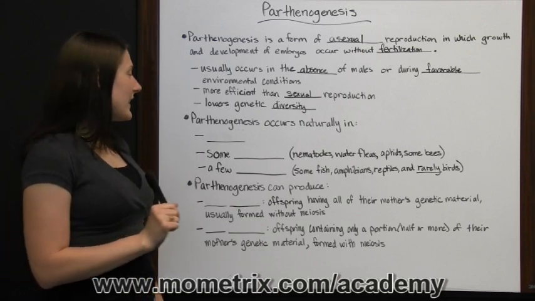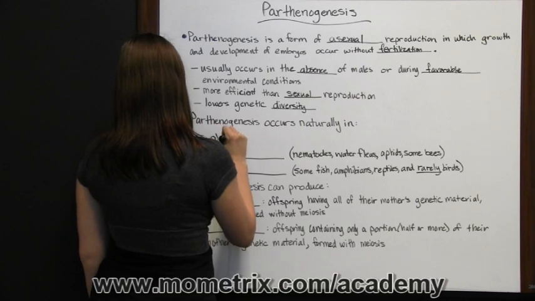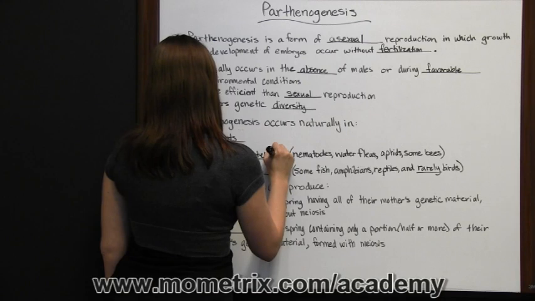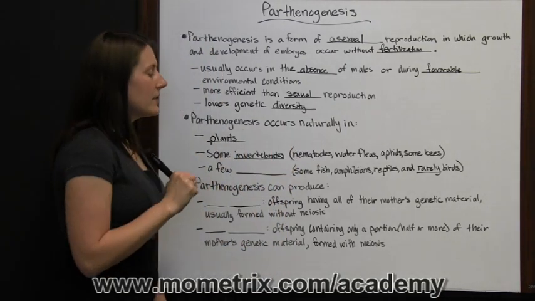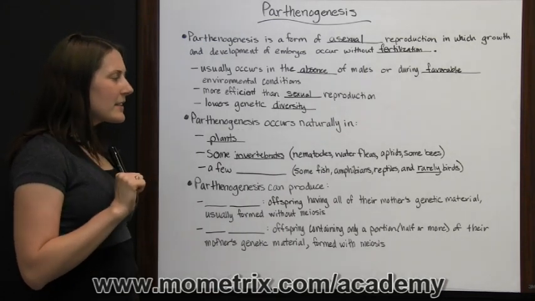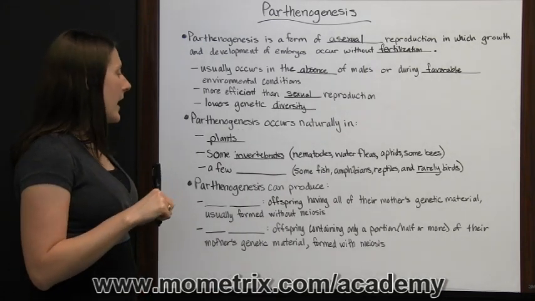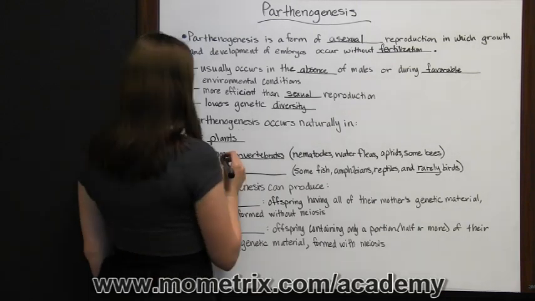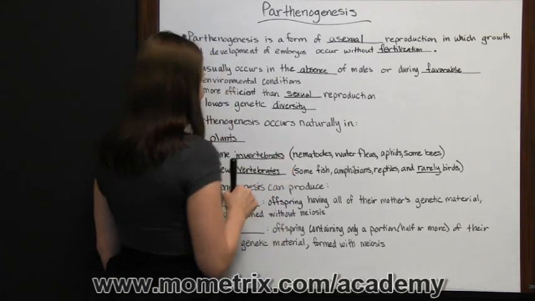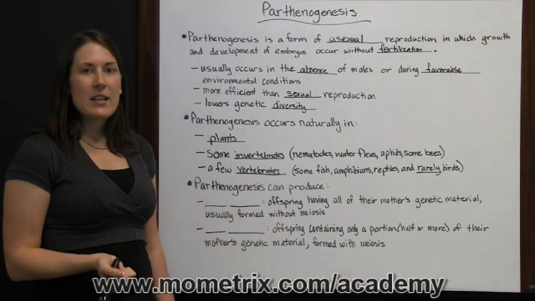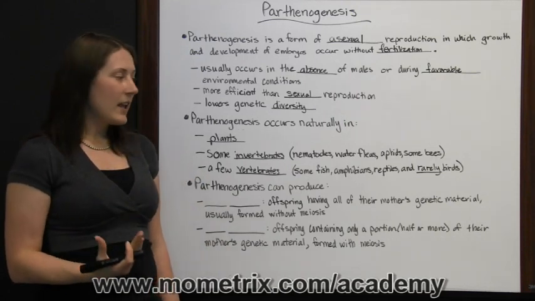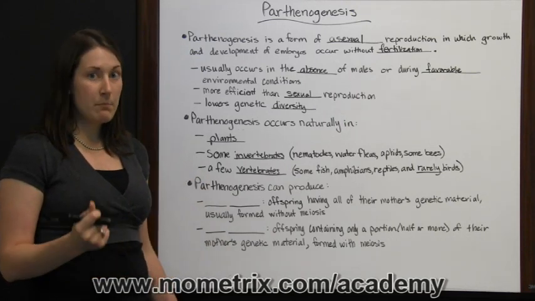Parthenogenesis occurs naturally in plants, in some invertebrates, those are your animals without backbones, such as your nematodes, water fleas, aphids, some bees, some parasitic wasps, and there may be a few more. And then it can occur in a few vertebrates. It isn't as common in vertebrates, but it is possible. And some examples of vertebrates that could have parthenogenesis occur are some fish, amphibians, reptiles, and very rarely birds.